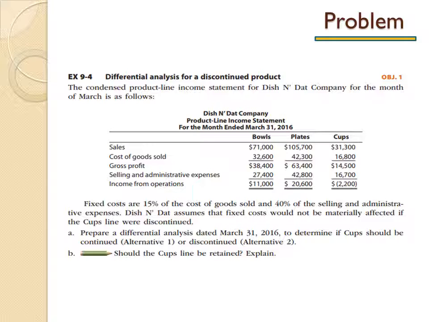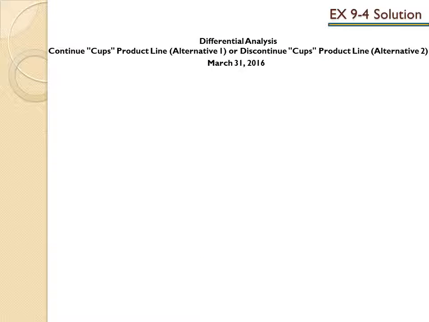Dish and Dat assumes that fixed costs would not be materially affected if the cups line were discontinued. So we are tasked to prepare a differential analysis dated March 31, 2016 to determine if cups should be continued or not. And another requirement or question is, should the cups line be retained? So we have to explain that. Let's answer EX9-4.